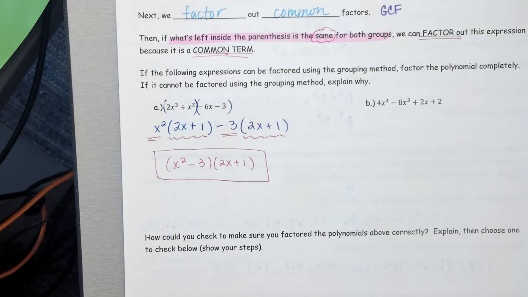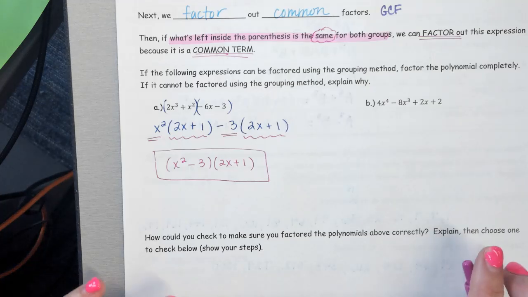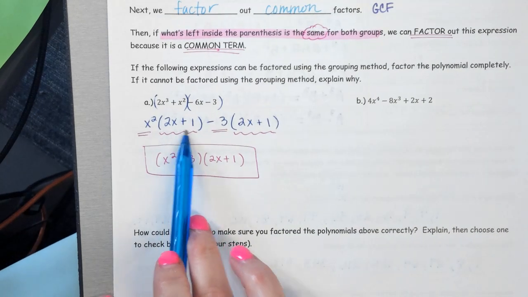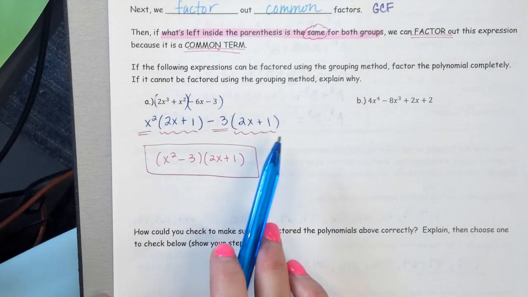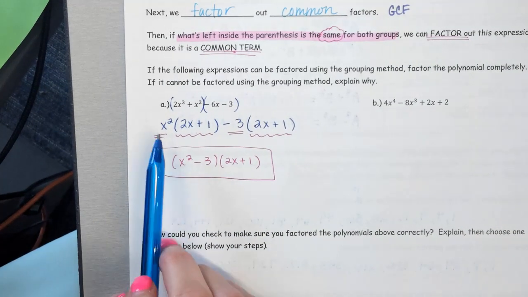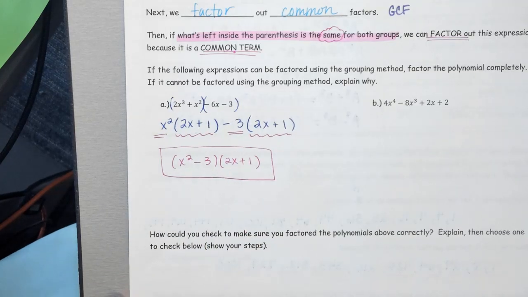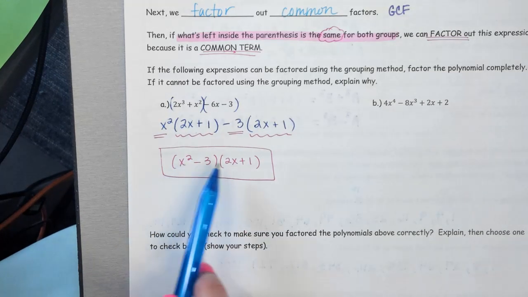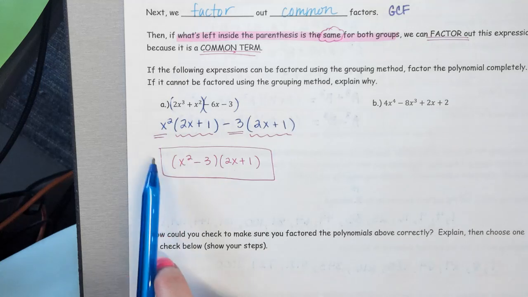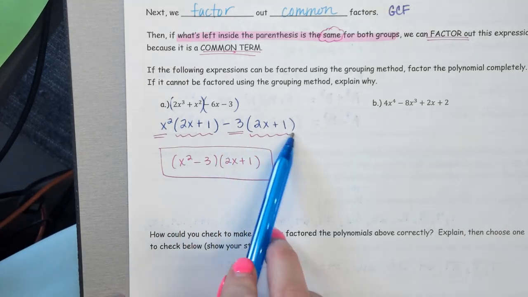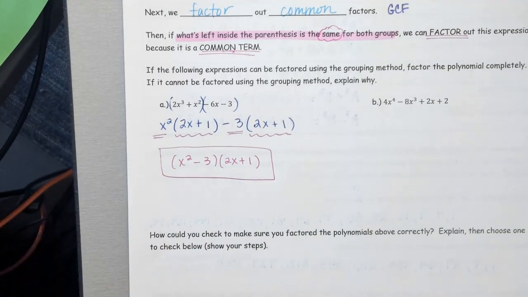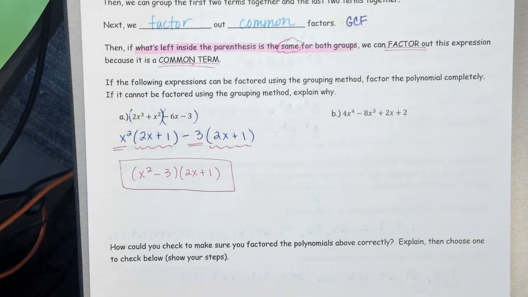Okay, you can always check to make sure that is correct by multiplying or foiling it back. Okay, this does not go from like 2 to 1 and this just disappeared. What we did is we rewrote it using the distributive property. Because if you do x squared times this, you get the first term. If you do negative 3 times 2x plus 1, you get that second term there.